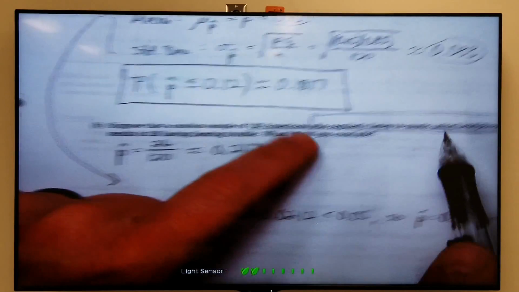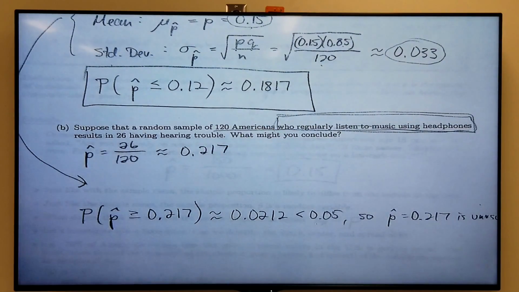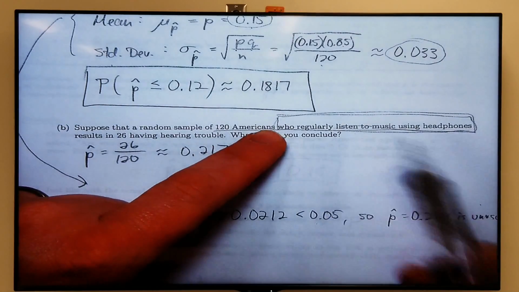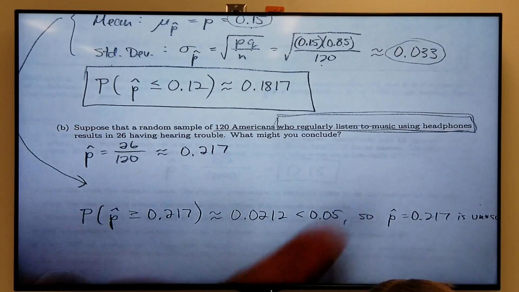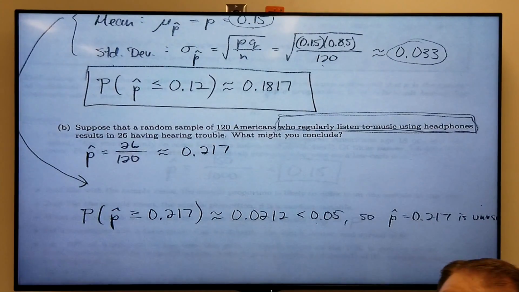They were just saying 15% of Americans have hearing trouble, right? But now if we restrict our attention to Americans who regularly listen to music using headphones, suddenly the proportion of people with hearing trouble jumps up to 21.7%. Well, so what can you conclude from that? You can conclude that hearing trouble is linked to headphone use, right? Which is not all that surprising, right? If you're listening to headphones, especially at a high volume, you're more likely to develop hearing trouble, right?